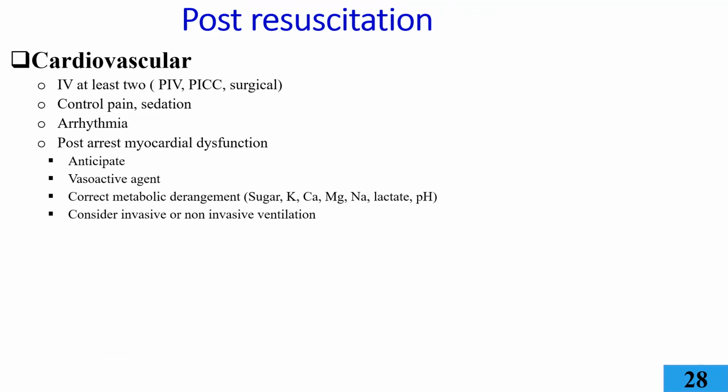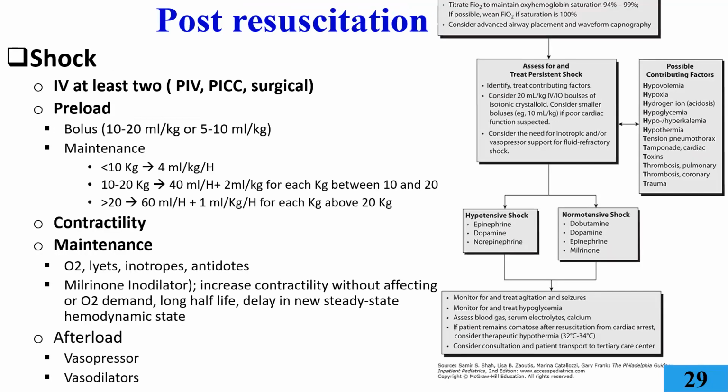Anticipate: we might need to use a vasoactive agent. We'll check all that. Look at the metabolic derangement: potassium, calcium, magnesium, sodium, glucose, lactate, acidosis. Consider invasive and non-invasive blood pressure monitoring.